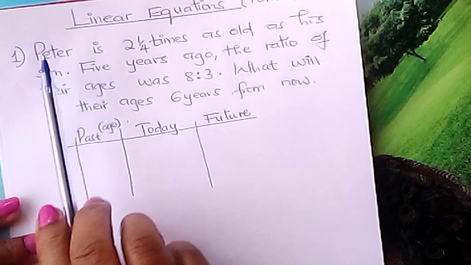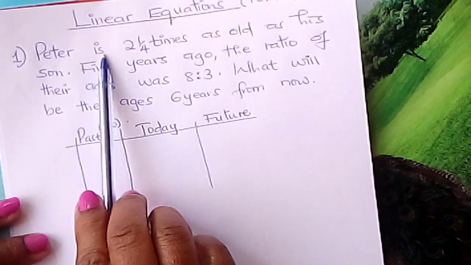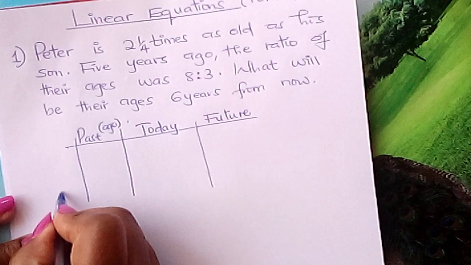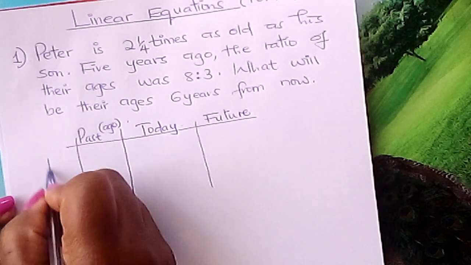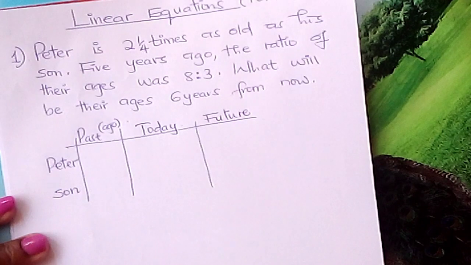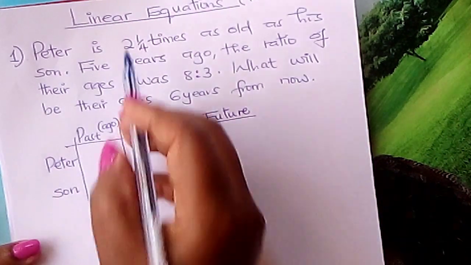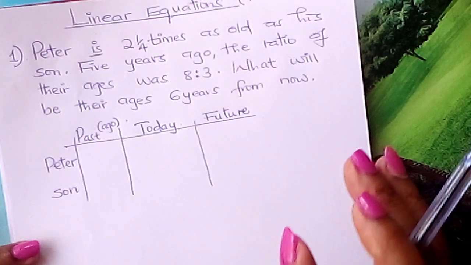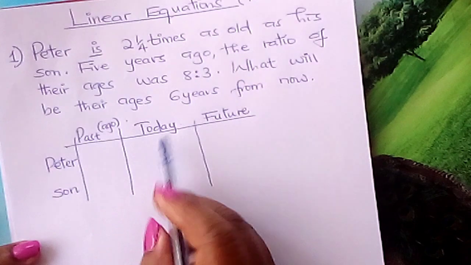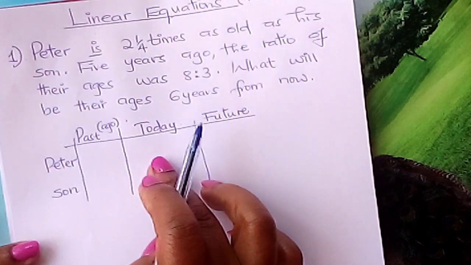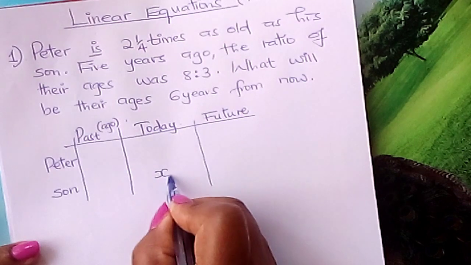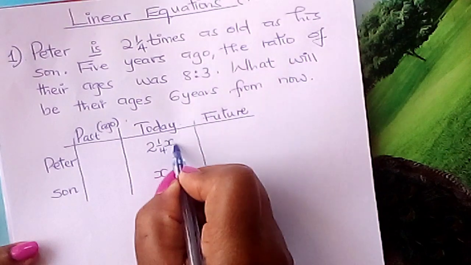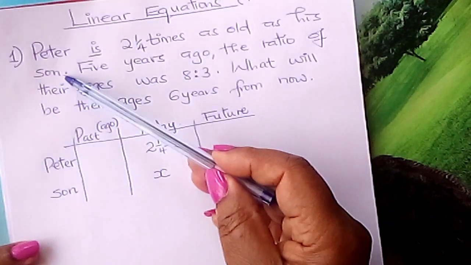After making those 3 columns, you go back to your question. Peter is 2 1/4 times as old as his son. So you write son here, and Peter here. We are talking about today. Look at the tense: Peter is 2 1/4 times, and therefore we are talking about this column. So you say if the son is X years, the father will be 2 1/4 of X. We are through with the first sentence.